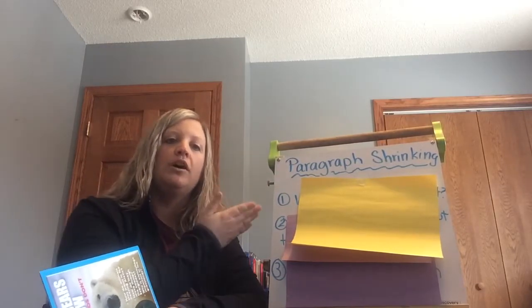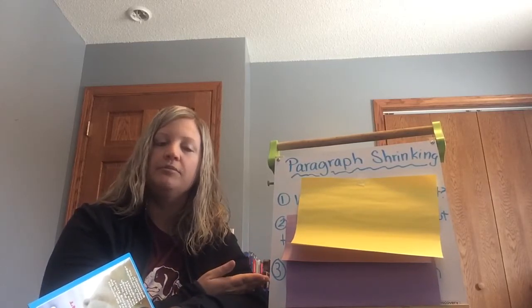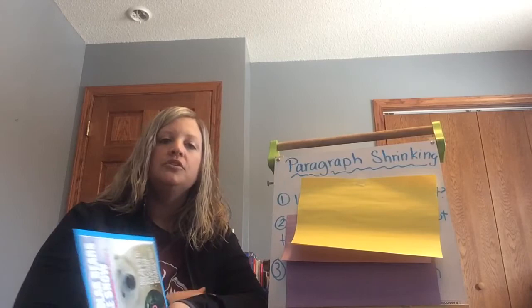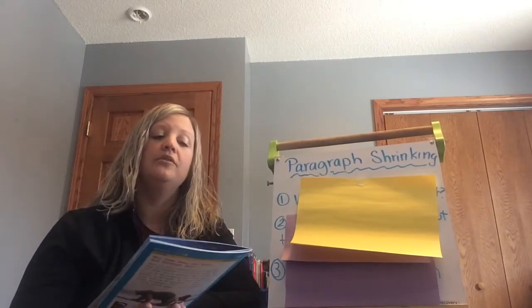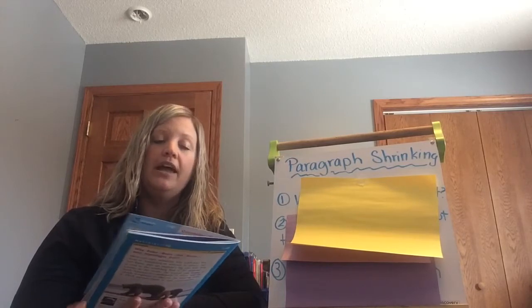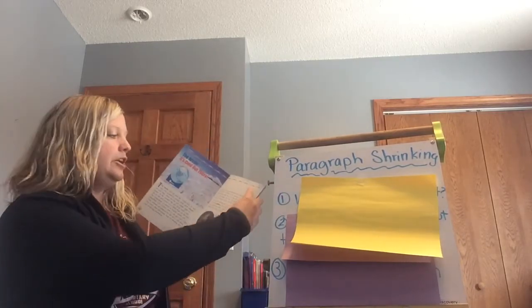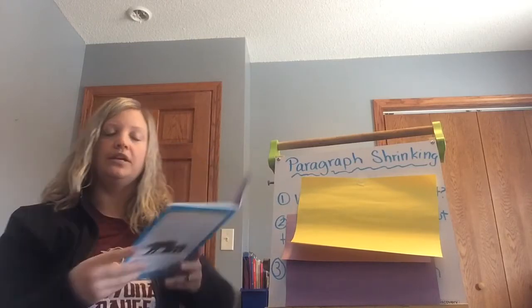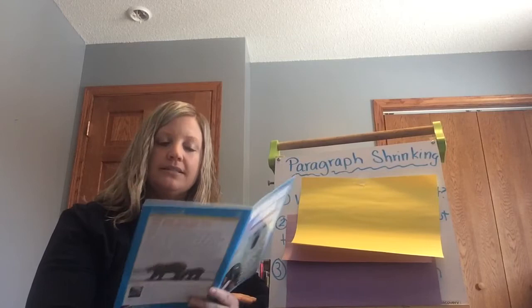And then it will walk you through 3 simple steps to check their comprehension, to make sure they've understood what they've read. So today I just have a book that my daughter is reading called Why Polar Bears Like Snow and Flamingos Don't. I'm just going to read one paragraph out of the story right here for you, and then I'll walk you through the 3 steps so you can see the process.